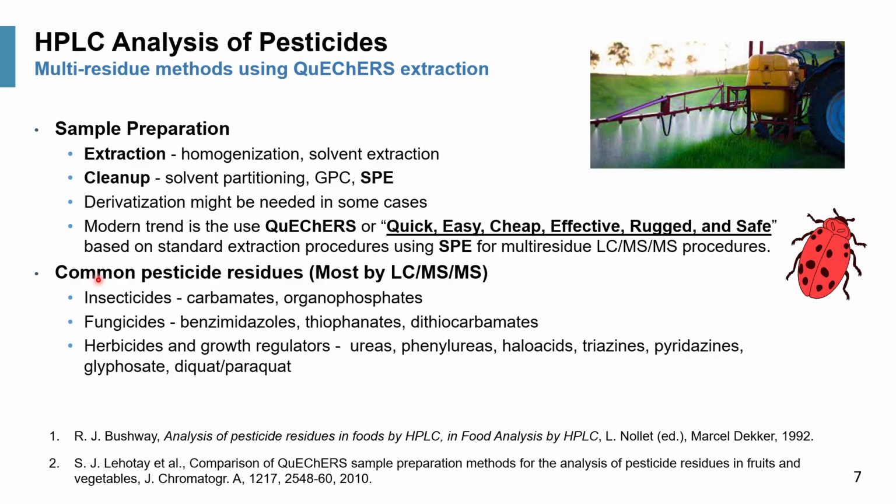So here's once again the list of pesticides being done on these foodstuff and agrochemical products: insecticides, fungicides, herbicides, growth regulators.